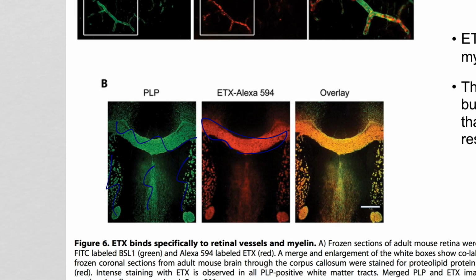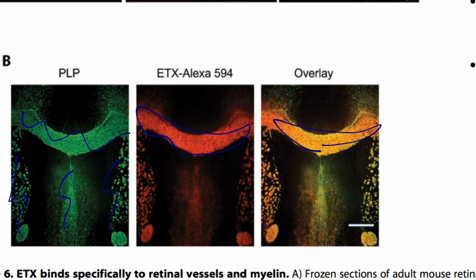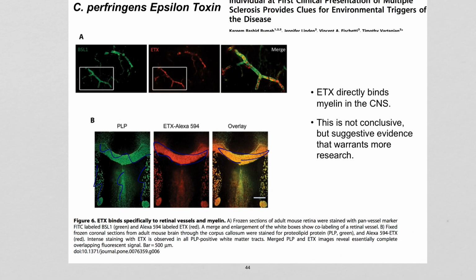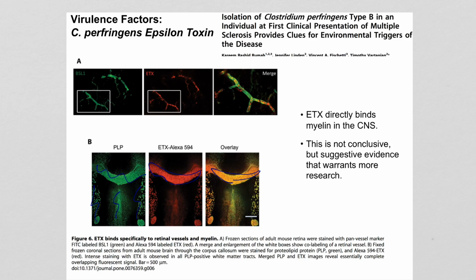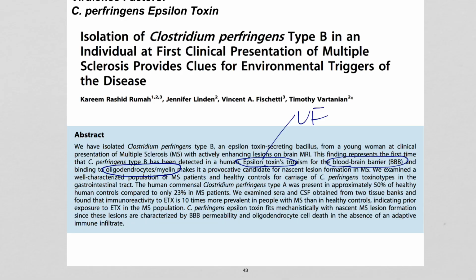And when you lay the two images over top of each other, the spots where it's sort of yellowish-orange, that combination shows you the red and green co-localize. Everywhere where you see myelin, you see the toxin. So very provocative idea, very attractive sort of mechanism. Could this toxin be causing myelin degeneration?